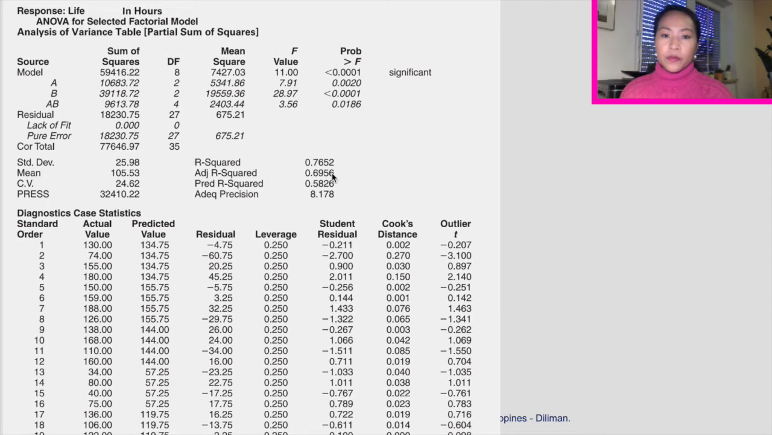So as you can see, the number is slightly lower than the computed R squared, but still I think relatively high in terms of the ability of the model to explain the variation in the battery life. Which means that, again, at least one of the three terms that we have identified is significant.